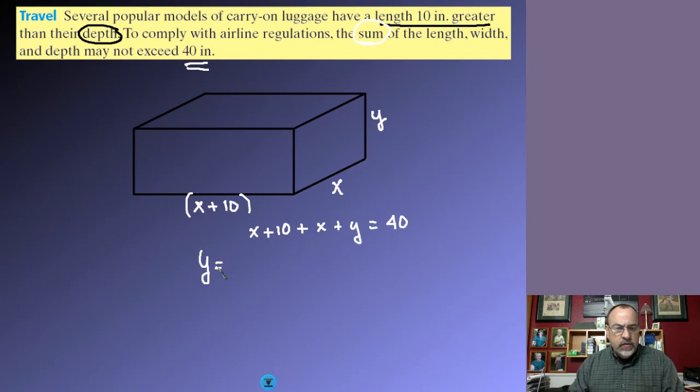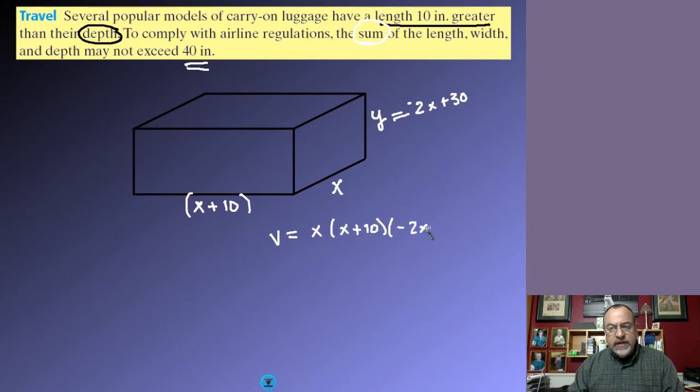So solving this equation for y, well, let's see, if I added these two x's together, that's 2x, and then move it to the other side, that's going to be negative 2x. And then if I subtract 10 over here, this is going to be plus 30. So this dimension is going to be then negative 2x plus 30. Well, now that I know what those dimensions are, I can figure out what the volume is. Okay, the volume, remember, is the length times the width times the height. So the volume is this length times this width times this height. So it's going to be x times x plus 10 times negative 2x plus 30. And that's going to give me the volume.